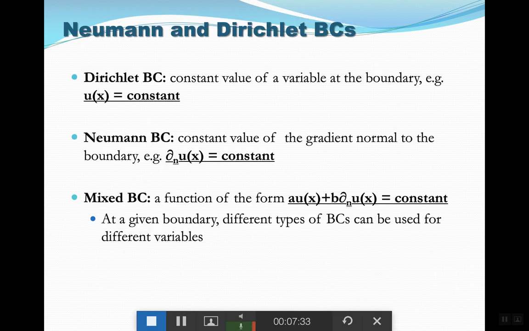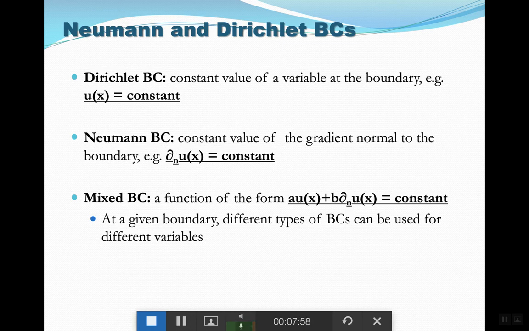The Dirichlet boundary condition is a constant value of a variable at the boundary. So for example, if you define constant velocity at the boundary, constant pressure at the boundary, or constant temperature at the boundary, mathematically speaking, they are all Dirichlet boundary conditions.